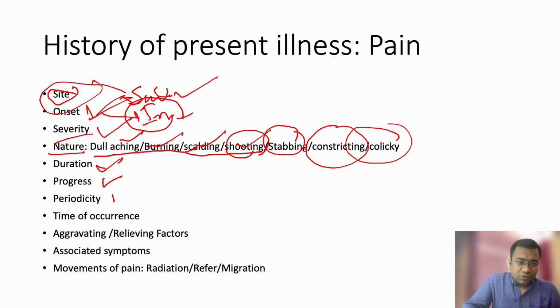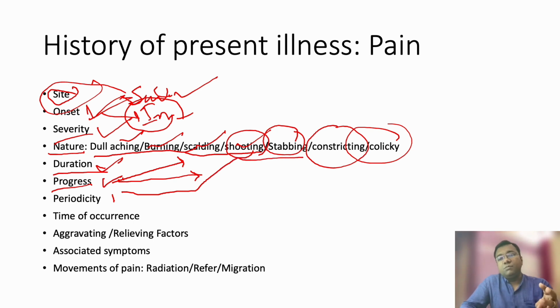Then duration. How long is the patient suffering from pain? Is it 1 month, 2 months or 3 months? Then comes the progress. Now the progress can be gradually increasing, it can be static, or the patient has a static pain, then it has increased suddenly. So these are the 3 modalities of progress. One is gradually increasing, one is static pain, the pain remains the same for a long duration. Another is the pain remained the same or static for a long duration of time, then it is increasing.